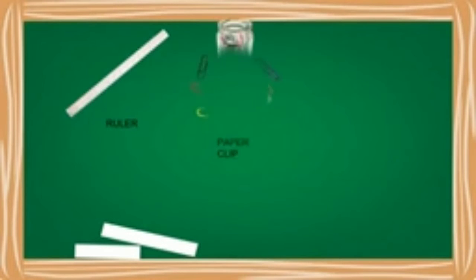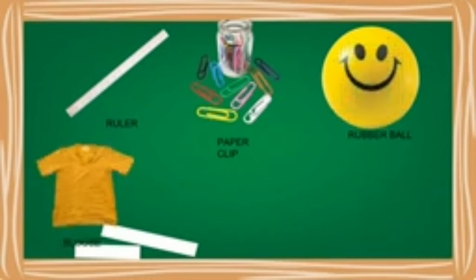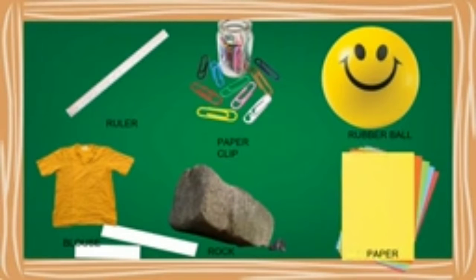Are you ready and excited for our lesson? Okay, class, I want you to listen carefully and observe what I am saying. I have here examples of solid materials. First, ruler, paper clip, rubber ball, wrinkled blouse, rock, and paper.